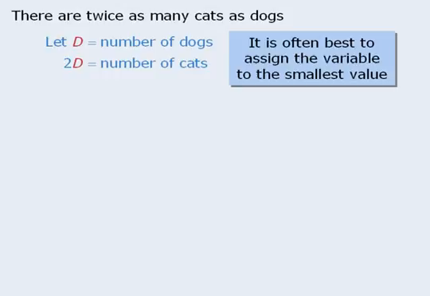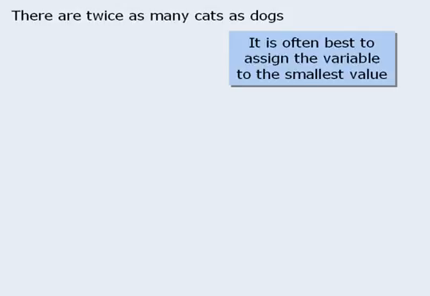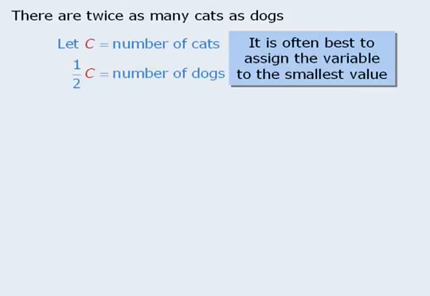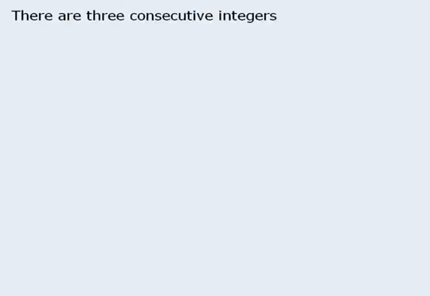Once again, please note that we are not required to assign the variable to the smallest value. We could also have let c represent the number of cats, and since there are twice as many cats as dogs, the number of dogs will be 1/2 times c. The only real downside here is that we must now deal with fractions, which can sometimes make an equation more cumbersome. Alright, let's try another one.